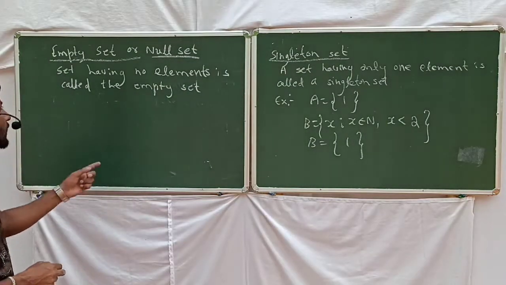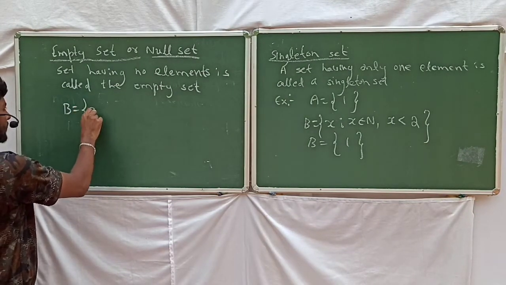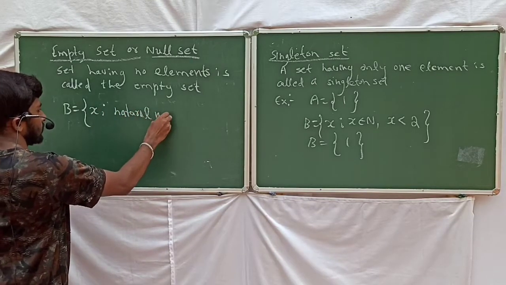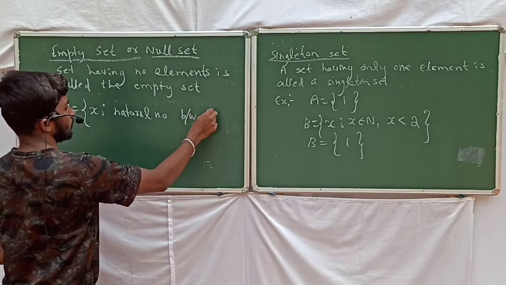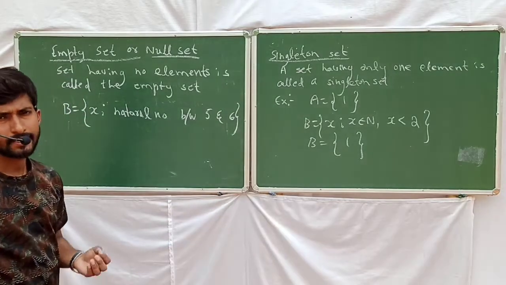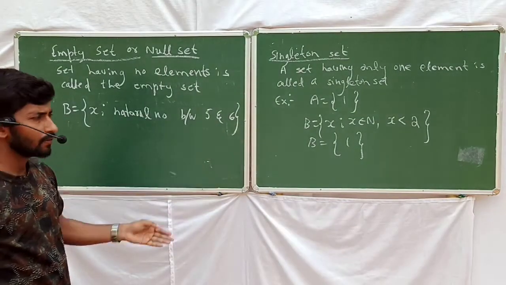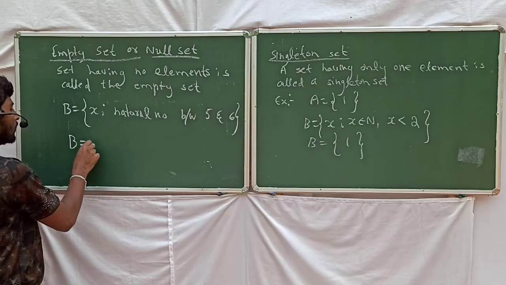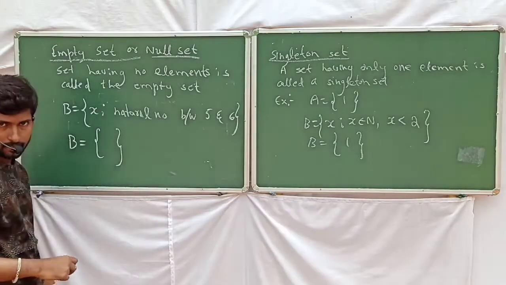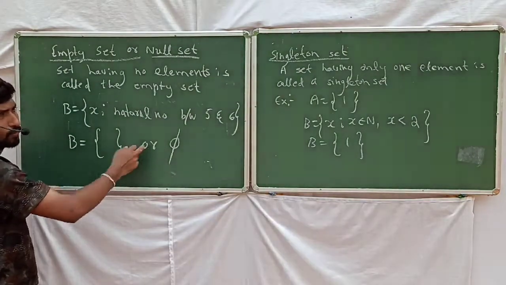Or see the example. I am writing set B is equal to the set of all x such that x is a natural number between 5 and 6. It's not possible to find a natural number between 5 and 6. Therefore, you can write B is equal to the empty set. How to write the empty set? You can use this notation, empty braces, or you can write it with the empty set symbol. These two are notations for the empty set.